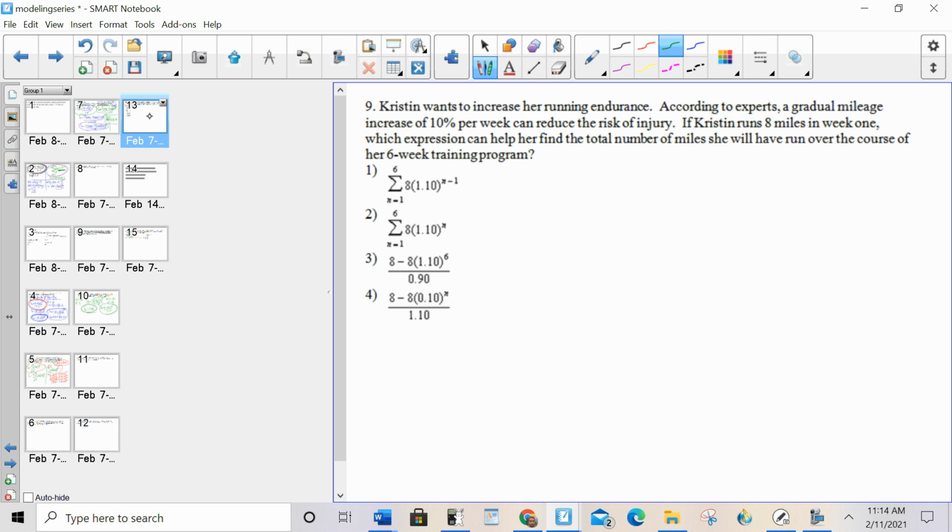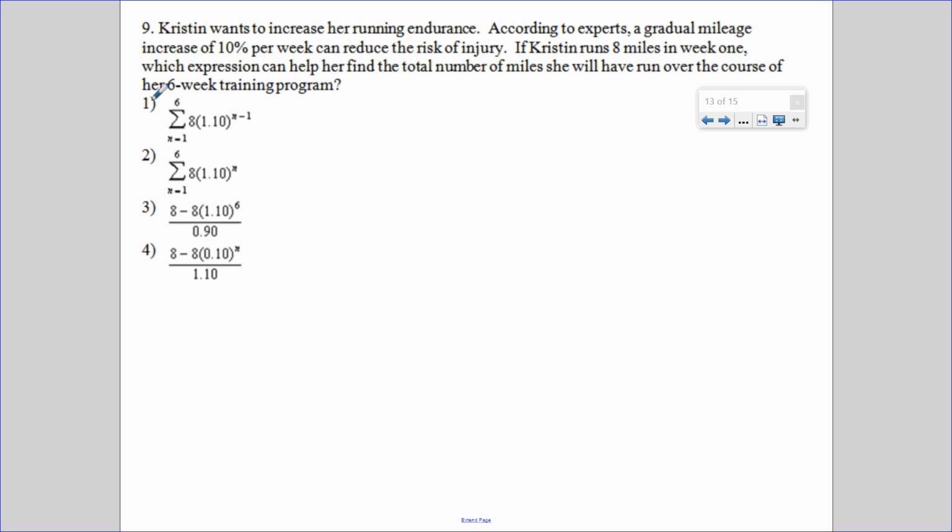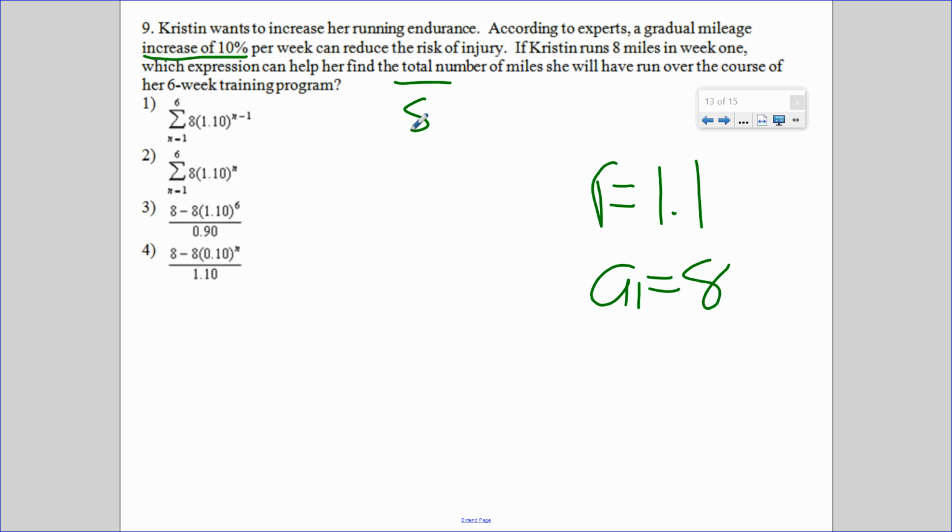Number 9. Kristen wants to increase her running endurance. Good for her. I give her credit. According to experts, a gradual mileage increase of 10%, increase of 10%, so R is going to be 1.1, can reduce the risk of injury. If Kristen runs 8 miles in week 1, here's your A1, which expression can help her find the total number of miles? Total number, so I know I'm going to have to do Sn. In this case, S6.